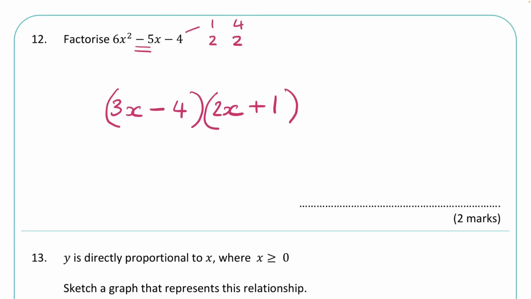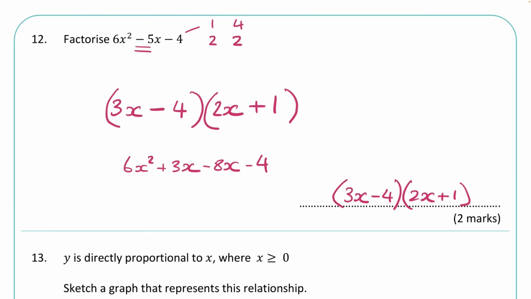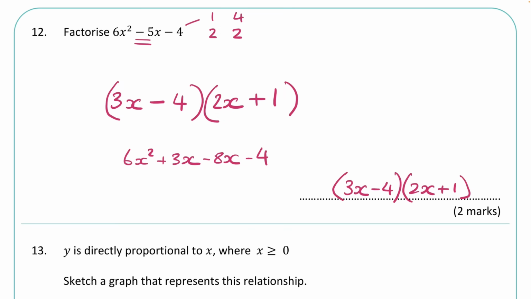And you can always expand this. 3x times 2x is 6x squared. 3x times 1 is 3x. Negative 4 times 2x is minus 8x. That gets us that negative 5x we were looking for. And negative 4 times 1 is negative 4. So there we go. There is my factorised version. 3x minus 4 and 2x plus 1. And of course you can write those brackets in either order. And there we go, factorising a quadratic.